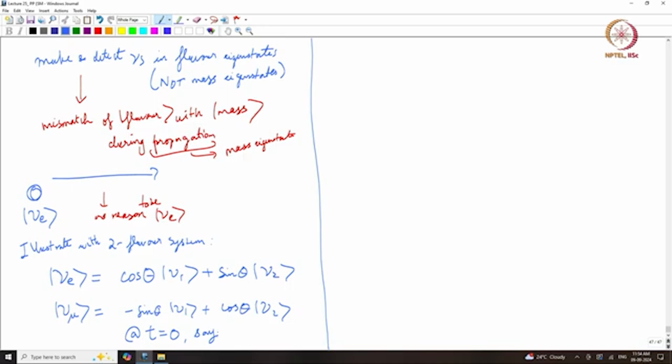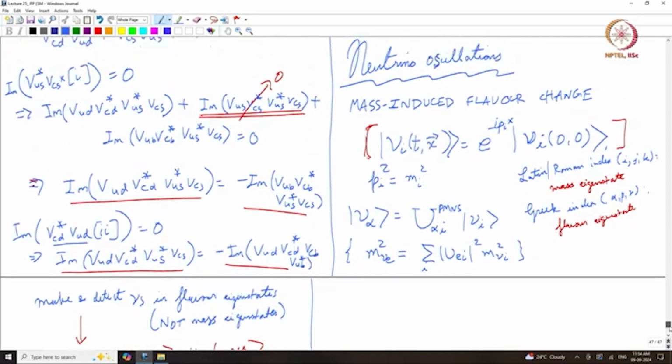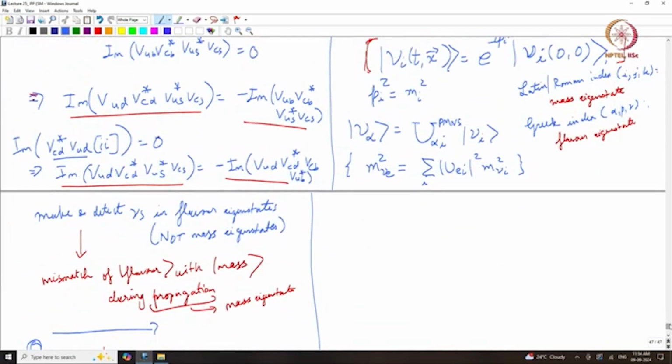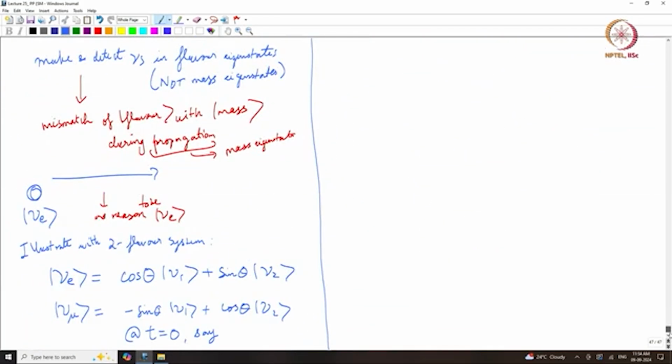Okay. Now, how would this combination, so see nu1 evolves according to e power minus i p1 x times nu1, right, and then nu2 would evolve according to e power minus i p2 x times nu2, right. So, how would this entire combination evolve?